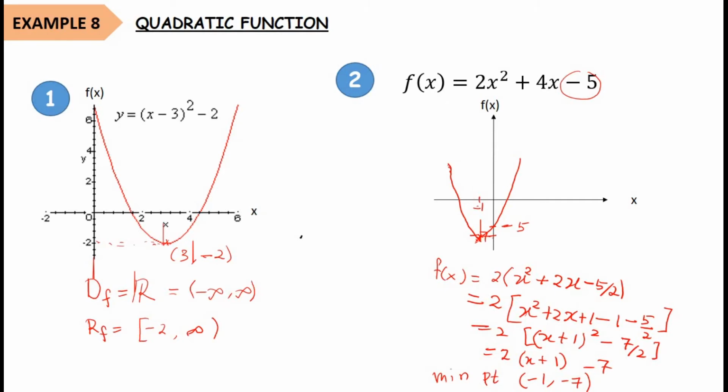You connect the two points there and go up. Because you know that for a parabola the graph should be symmetric, you do the same on the other side. From there you get the graph. From this graph you can write that the domain of f is no limit, it's all the real numbers, while the range of f is negative 7 to infinity.